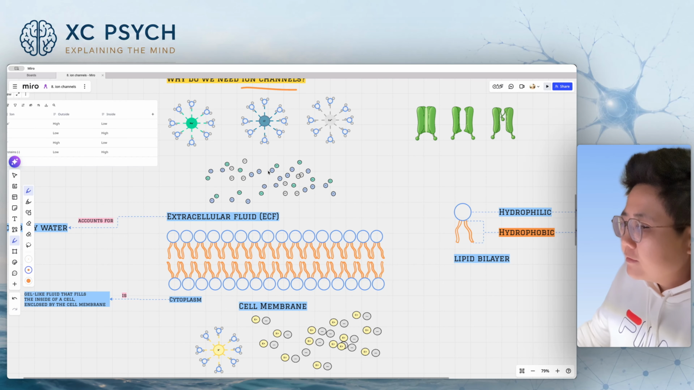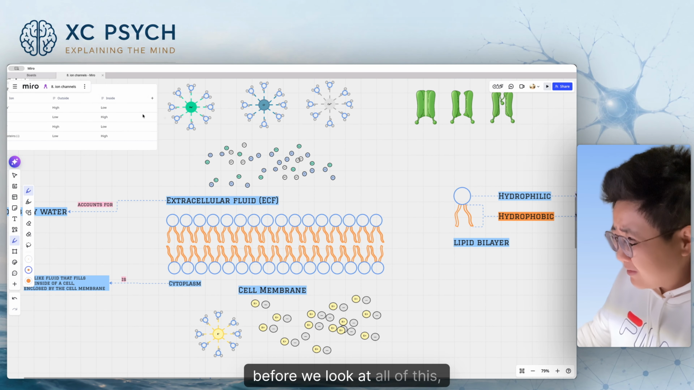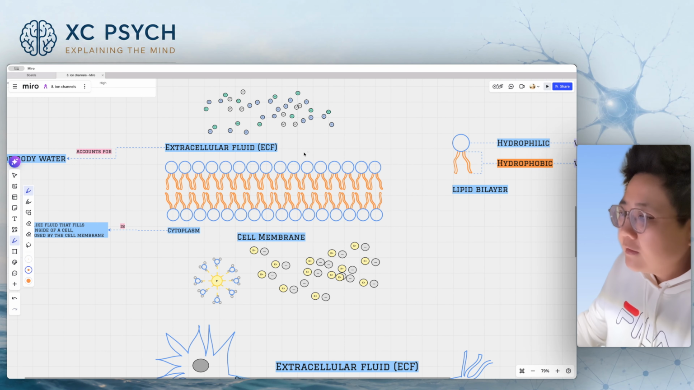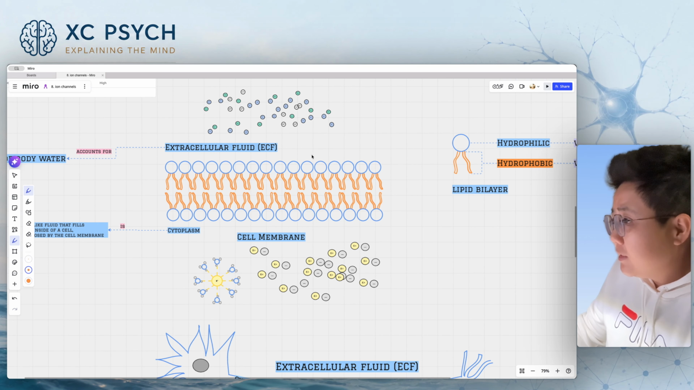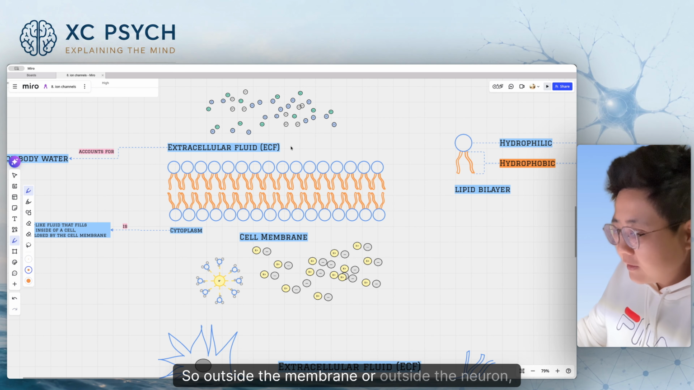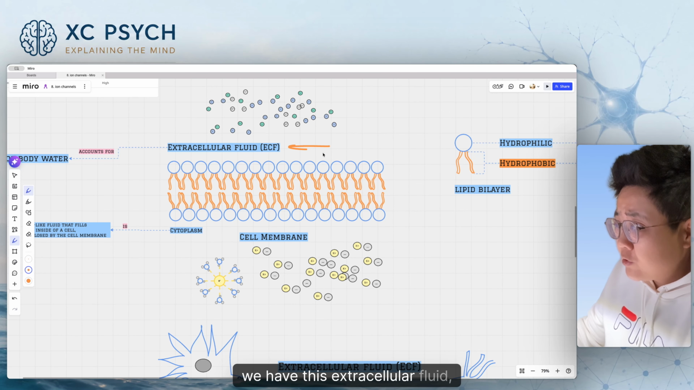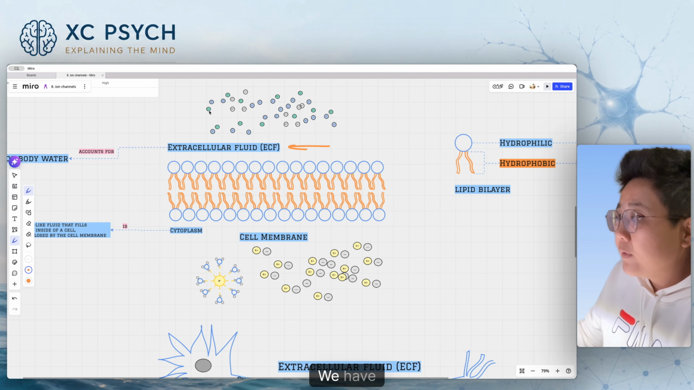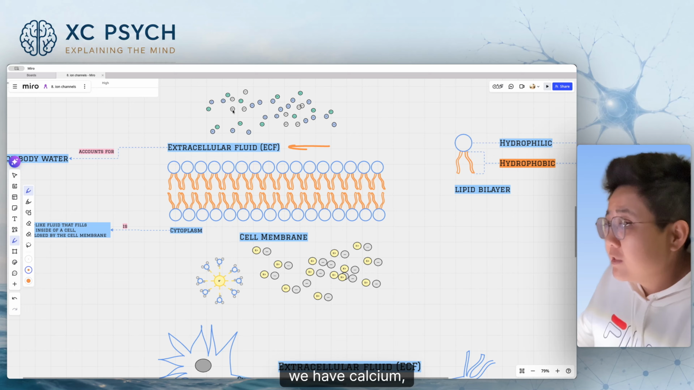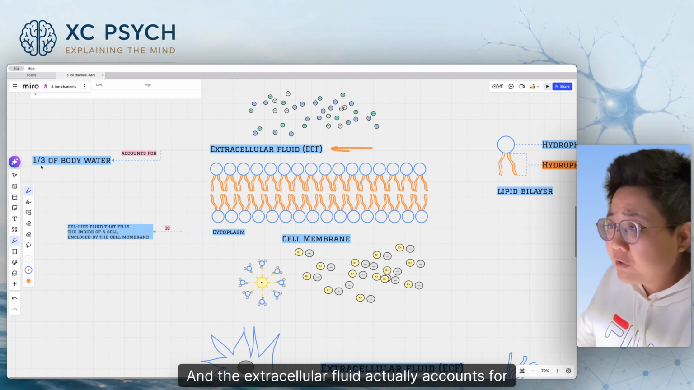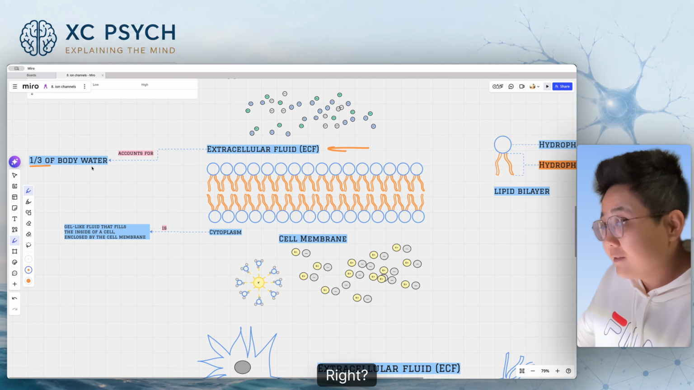Very good question. So first, before we look at all of this, let's look at a membrane in detail. Our membrane actually is a very interesting design. Outside the membrane, or outside the neuron, we have this extracellular fluid, or ECF for short. And you remember our players here. We have sodium, calcium, and chloride outside. And the extracellular fluid actually accounts for one third of our body water, right?